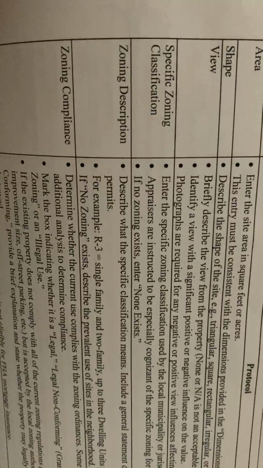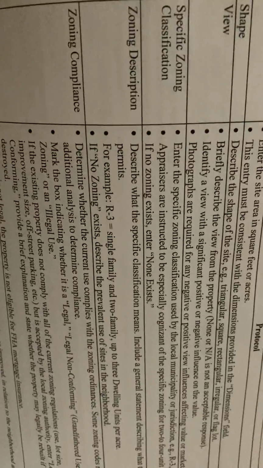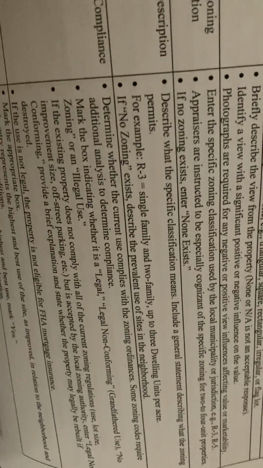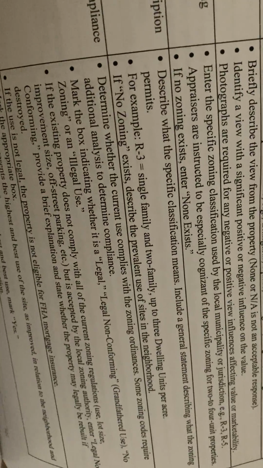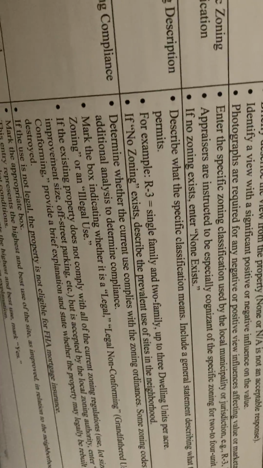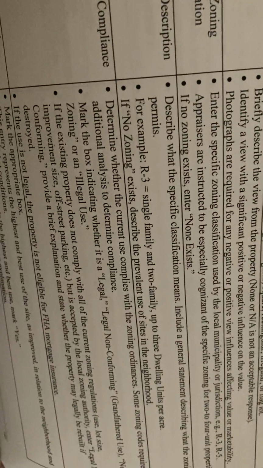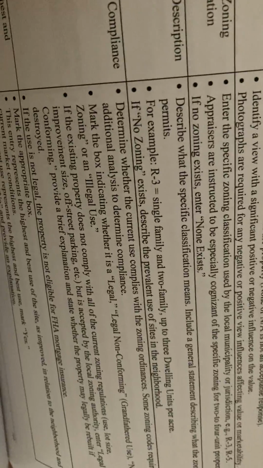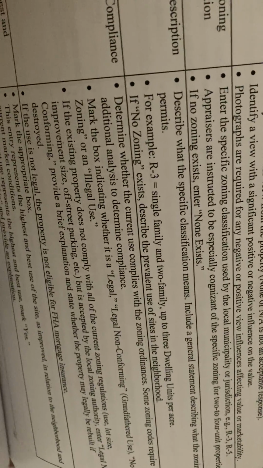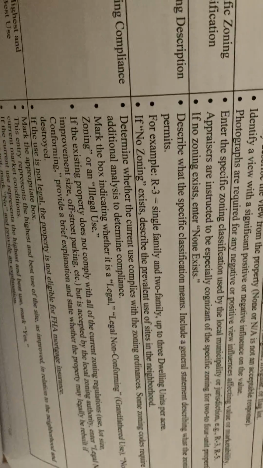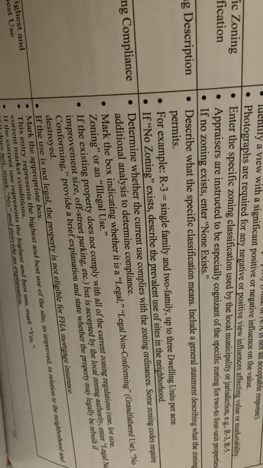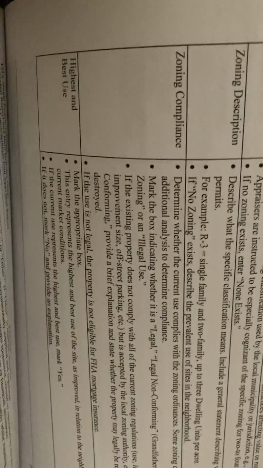Field: zoning description. Protocol: describe what the specific classification means. Include a general statement describing what the zoning permits. For example, R3 equals single family and 2 family, up to 3 dwelling units per acre. If no zoning exists, describe the prevalent use of the sites in the neighborhood.